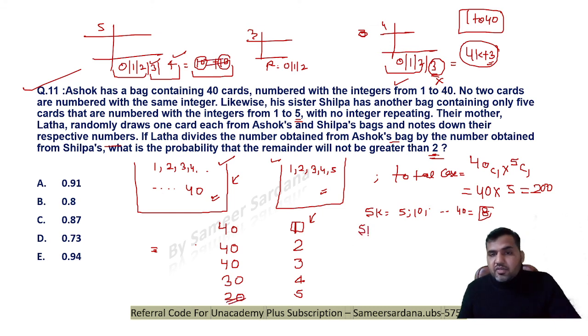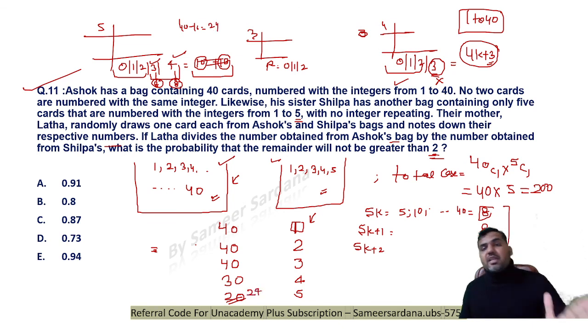And all the numbers which are of the form 5k plus 1 will be again 8, right? Again 5k plus 2 will again be 8, right? So there will be total 24 favorable cases, right? There will be 8 numbers giving me a remainder of 3, 8 numbers giving a remainder of 4. So 40 minus 16, there will be total 24 favorable cases. 24 numbers will be there which will be giving me a remainder that will be not greater than 2.